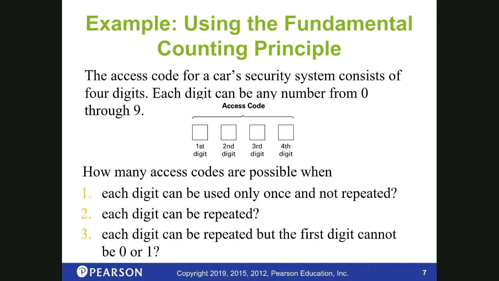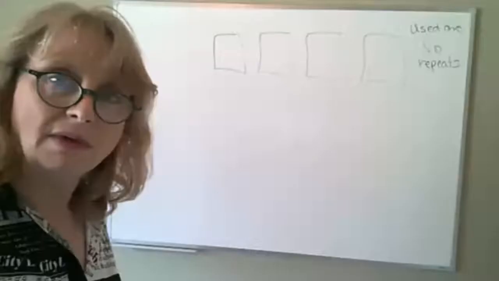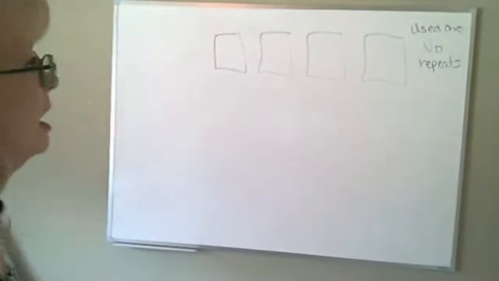And it says, how many access codes are possible when, on number one, each digit can be used only once and not repeated. So no repeats for this first option here. I'm going to show you how to do that using the fundamental counting rule that we talked about a minute ago.